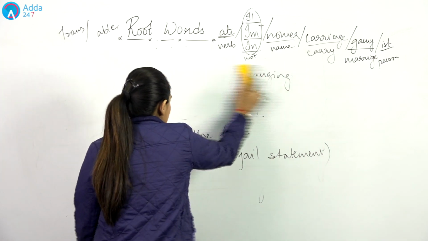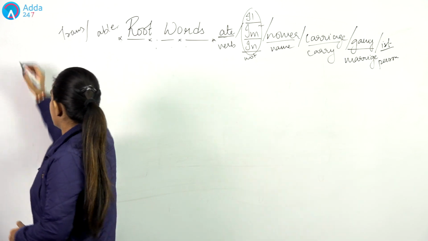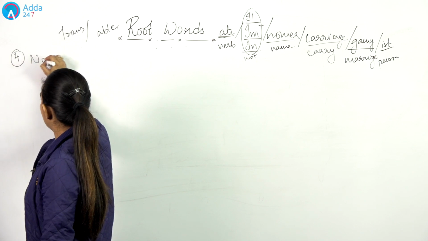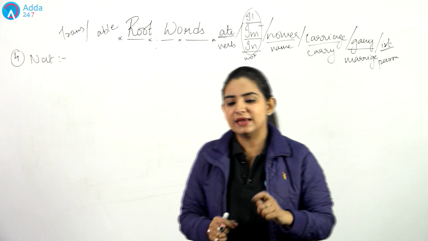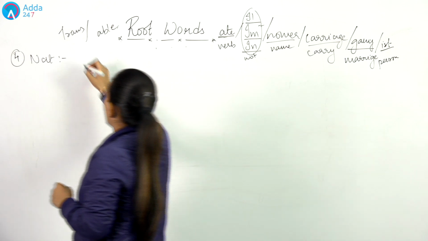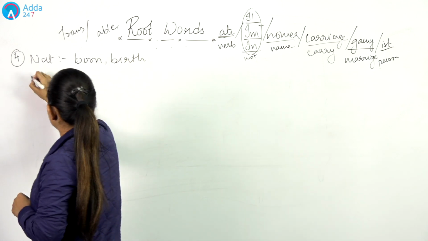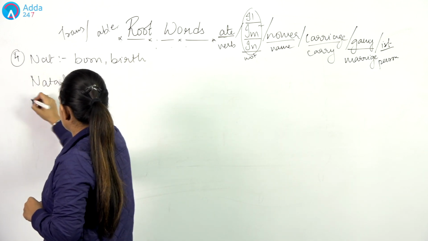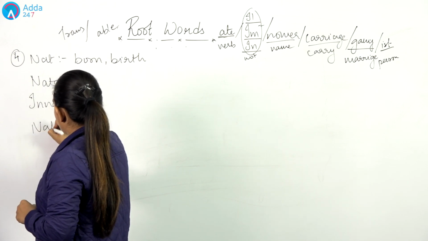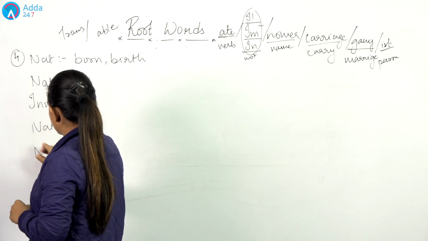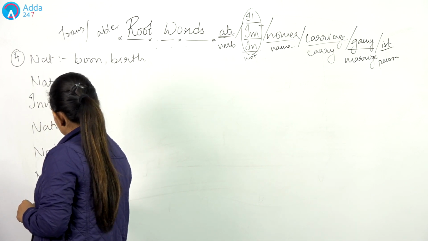With this, let's move on to the fourth word, and the fourth word for this session is NAT. I hope you must have learned this word, or you must have heard about this word, right? Nat is actually a word that is related to born or birth. It is related to born or birth. For example, we have the word natal, we have innate, we have natural, we have native, we have nativism.